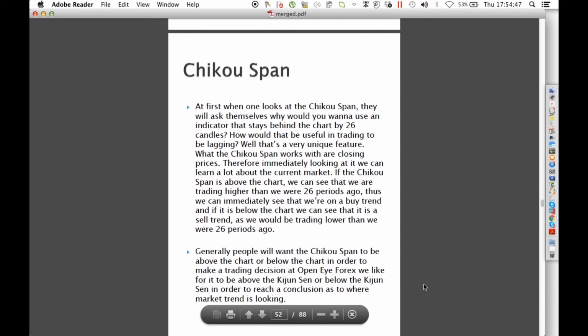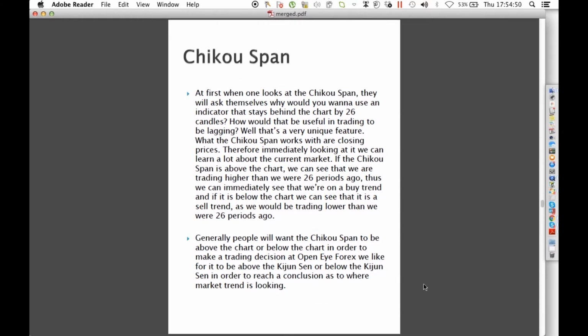The Chikou Span. All right. At first, when one looks at the Chikou Span, they will ask themselves, why would you use an indicator that stays behind the chart by 26 candles? How would that be useful in trading to be lagging? Well, that's a very unique feature.